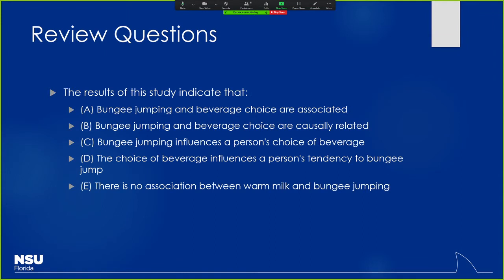So the results of the study indicate, let's say we find a statistically significant difference between the groups here. It would say that bungee jumping and beverage choice are associated. Bungee jumping and beverage choice are causally related. Bungee jumping influences a person's choice of beverage. A choice of beverage influences a person's tendency to bungee jump, or there's no association between warm milk and bungee jumping. What do we think? Think A?